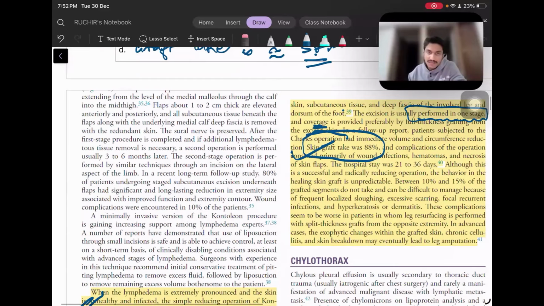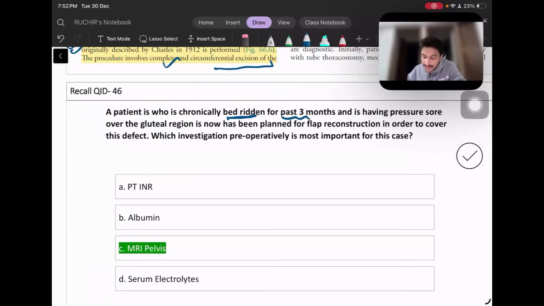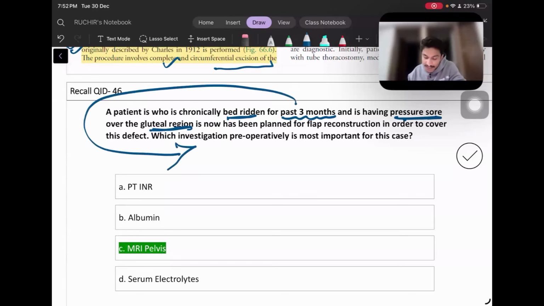Next, about a chronically bedridden patient for the past 3 months having a pressure sore over the gluteal region. And according to all of you, the pressure sore mentioned was either grade 3 or 4. In grade 1 and 2, there is no doubt about anything else, but in grade 3 and 4, this has been confirmed with the plastic surgeon, Dr. Neil, who is a plastic surgery faculty, that in clinical practice, whenever they have a bed sore, whenever they're planning a flap, albumin has no role in that.